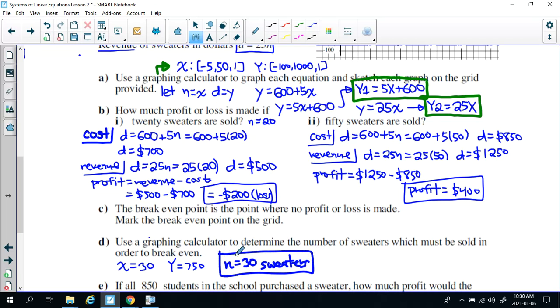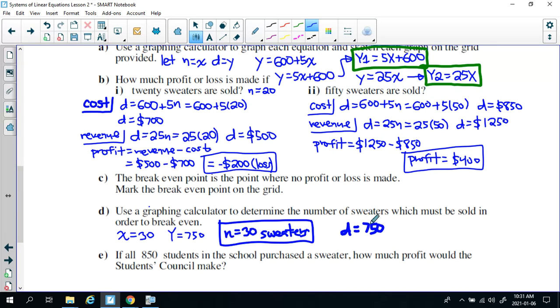And if you're wondering, if you sold 30 sweaters, the y value, D, would be 750. So we get the number of sweaters: you need 30 sweaters sold to break even. Because at that point, the 750 number means that your cost is $750 and your revenue is $750. Those two numbers would just offset each other at that point.